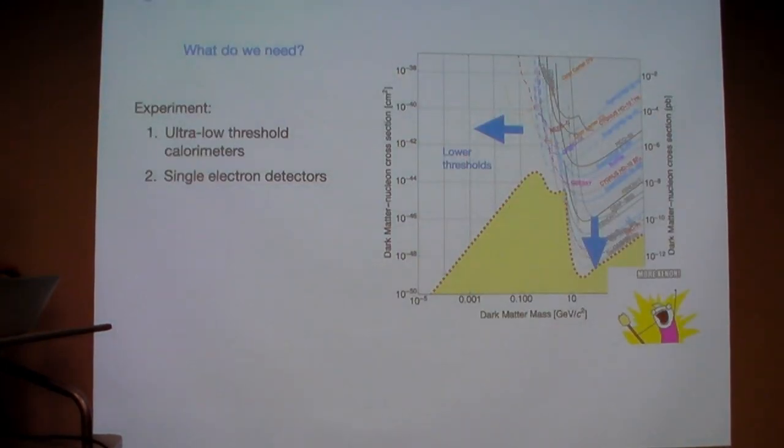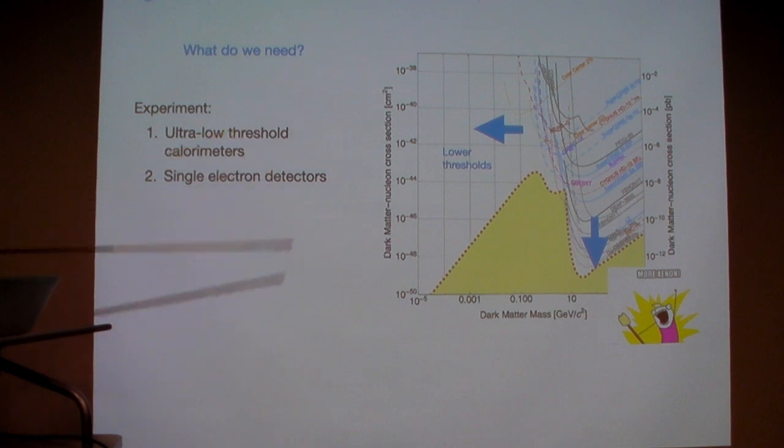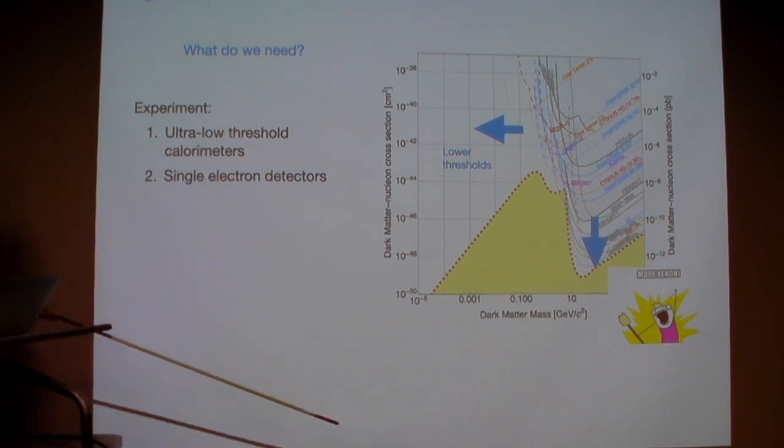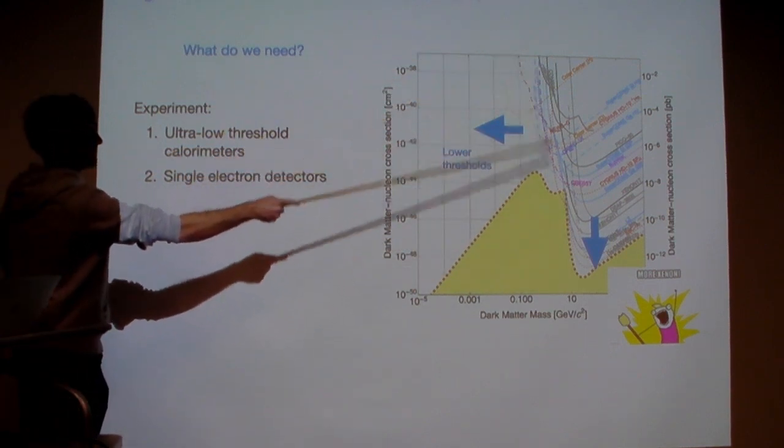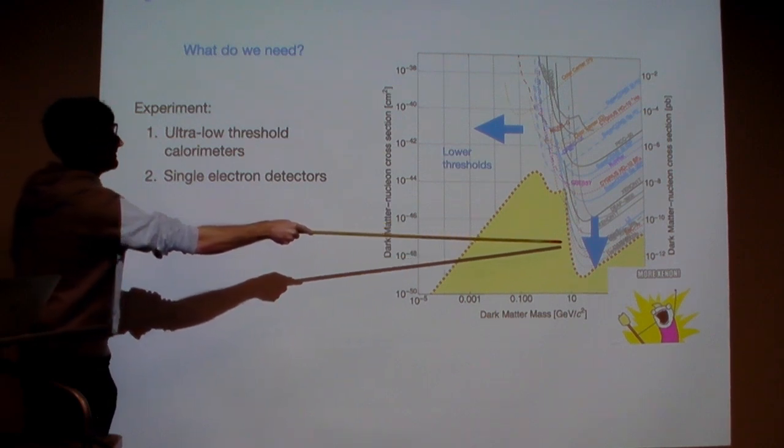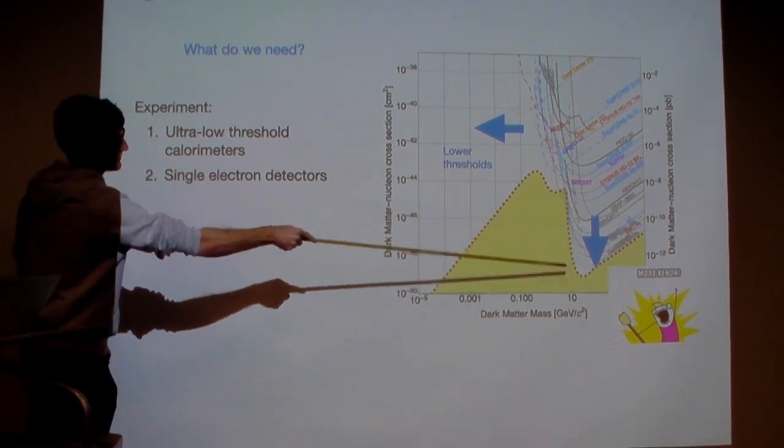Well, let's proceed. Anyway, here's a slightly outdated but qualitatively useful plot of the dark matter direct detection landscape, so cross-section versus mass as usual. All these shaded things are exclusion limits, and some of the unshaded things are where we're pushing down.